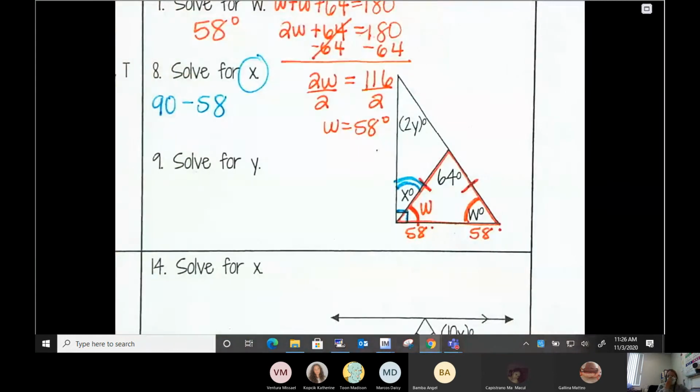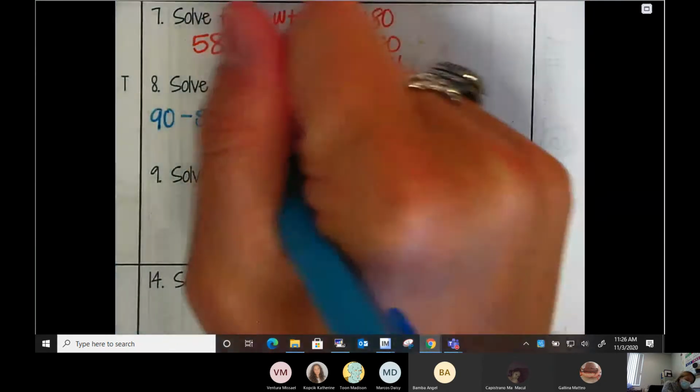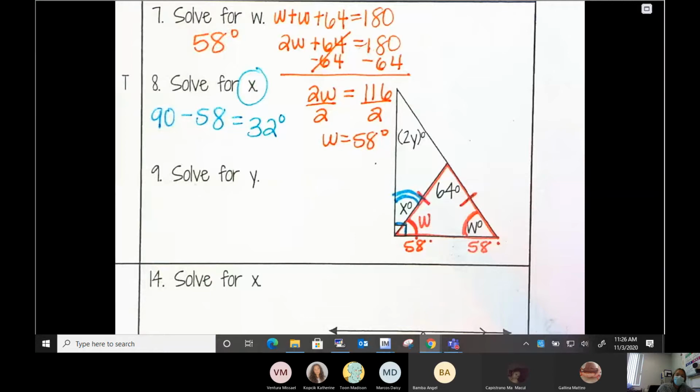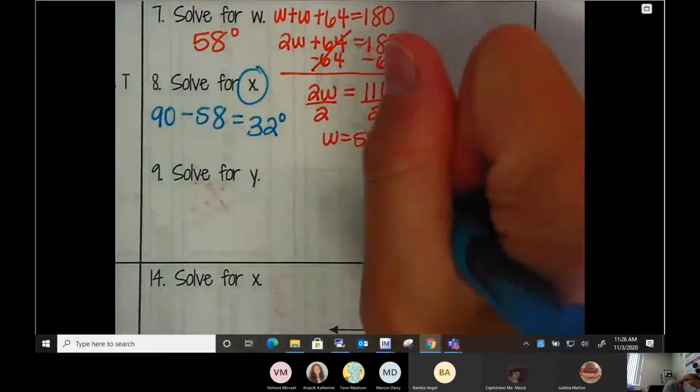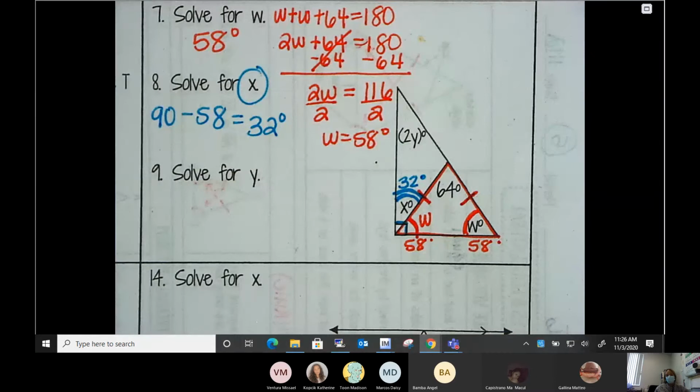And what do you get when you do that? 32 what? Degrees. Very nice. So now you figured out the angle over here is 32. Okay, what's going to be my last one now to try to solve for y?